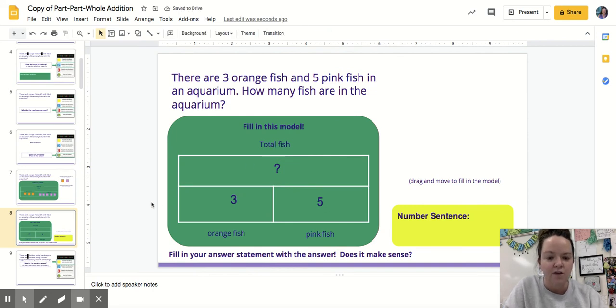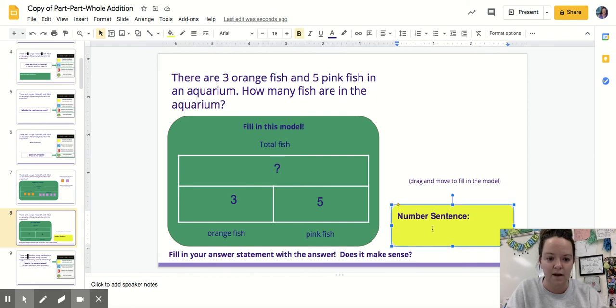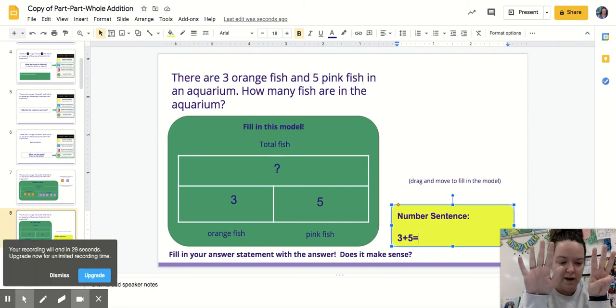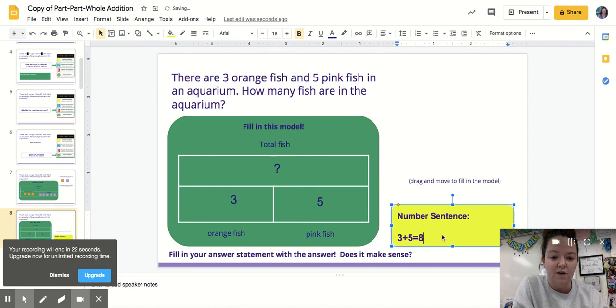And that's okay. So now that I have my parts, I'm going to make a number sentence. All right. And I'm going to type it right here. Well, I know that I have 3 fish. And I know I have 5 fish. And I need to add those together. And there's lots of different ways that we can solve this. I'm just going to use my fingers for this. So I have 3 fish and I have 5 fish, and I put them together. That gives me 5, 6, 7, 8. 8 fish. All right. So now I can go back and see, did I answer that question? How many fish are in the aquarium? There were 8 total fish in the aquarium.